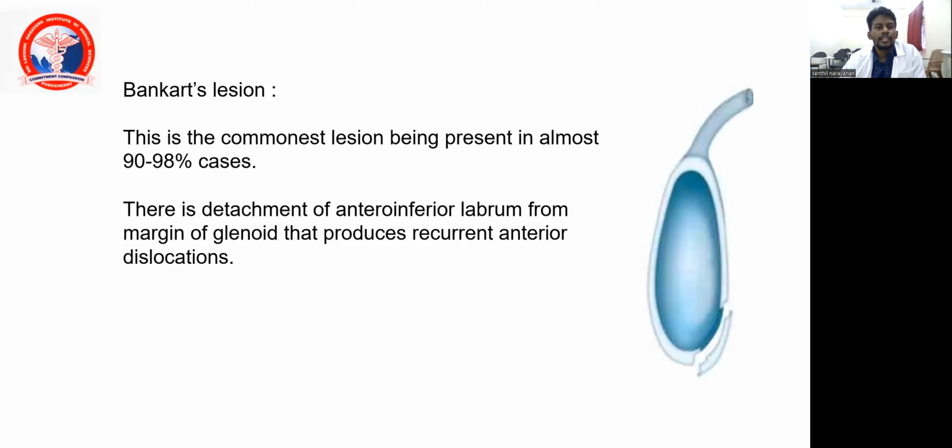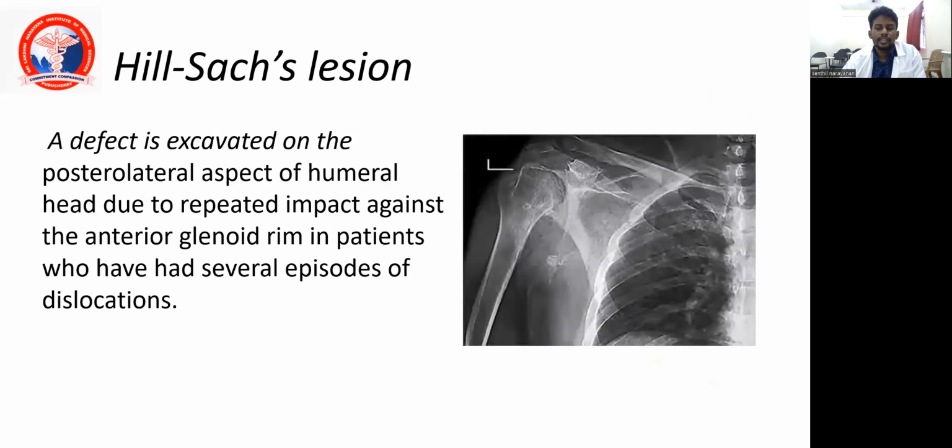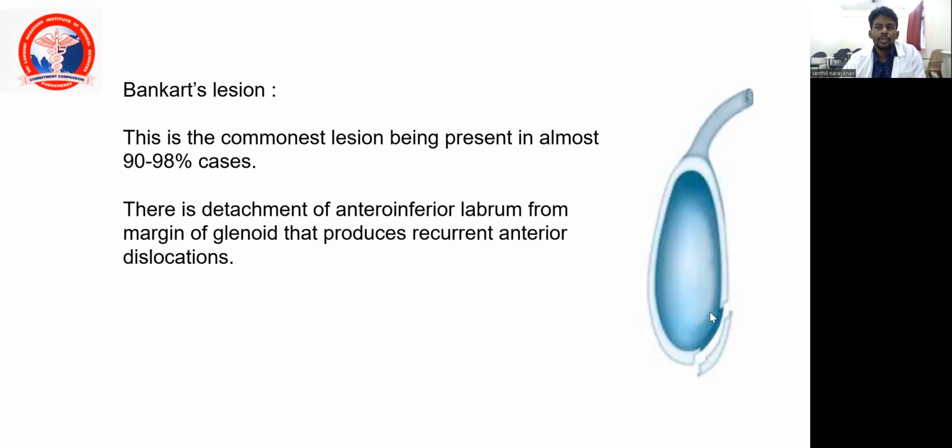There can be a Bankart lesion, the commonest lesion, which is present in almost 90 to 98% of cases. There is detachment of the anterior inferior labrum from the margin of the glenoid that produces recurrent anterior dislocations. So here we can see this is the labrum, and here we have the anterior inferior part of the labrum. There is a tear known as the Bankart lesion.